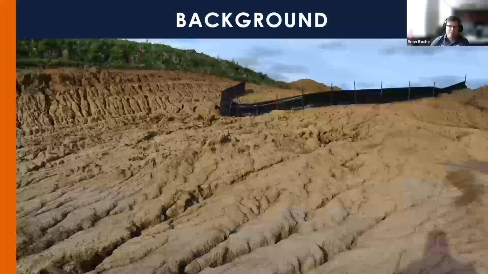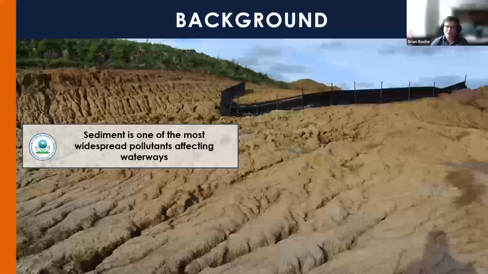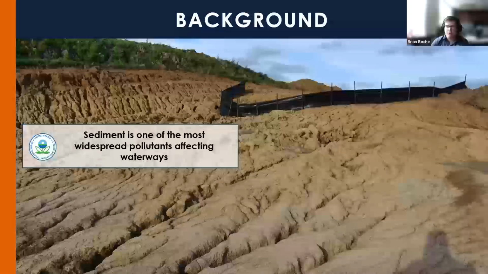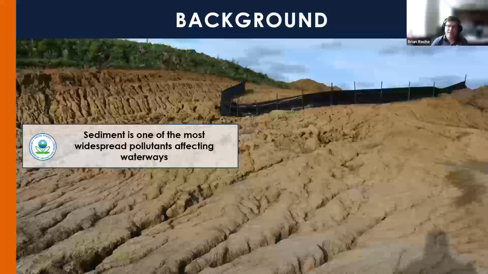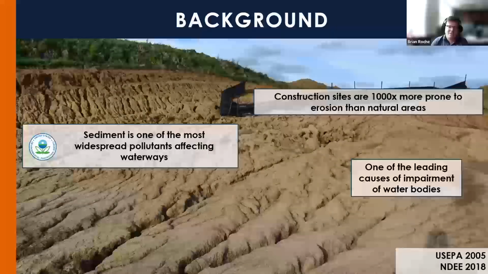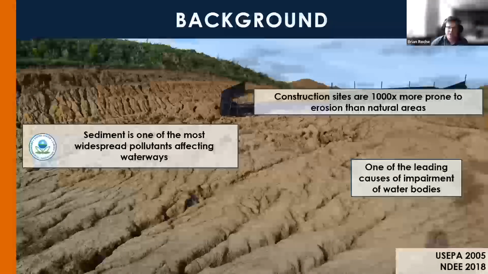So sediment is a major problem that can impact waterways through increased turbidity. Other pollutants are able to bind to sediment, which can reduce locations for fish spawning and reduce the capacity of waterways, which can lead to increased flooding risk. Construction sites are one of the leading causes of sediment in waterways due to the removal of vegetation that once held that soil in place. And it's one of the leading causes of impairment of waterways, which indicates that they can't be used for their intended use, such as fishing, drinking, swimming, or other recreational activities.